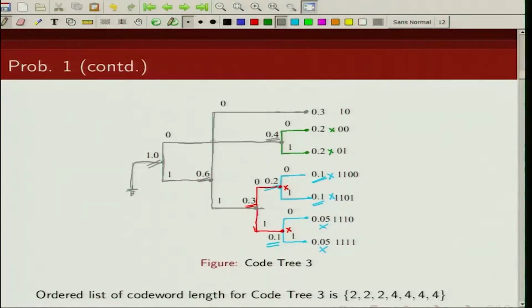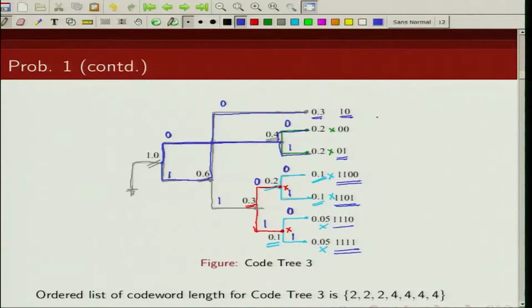Now if we look at the code words here, again we label each of these branches by 0 and 1. So you can see the code word corresponding to this is 10. The code word corresponding to this is 00. This one has code word 01. So similarly you can find out this one has code word 1100, 1101, 1110 and 1111.